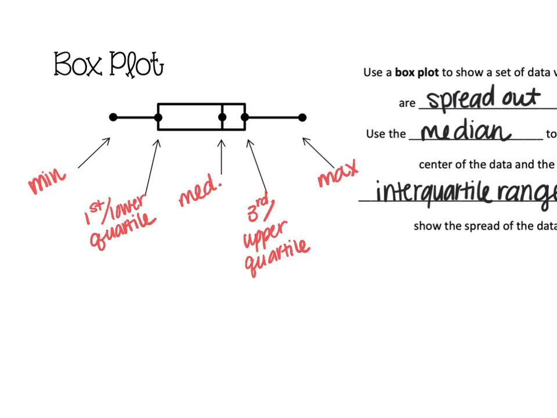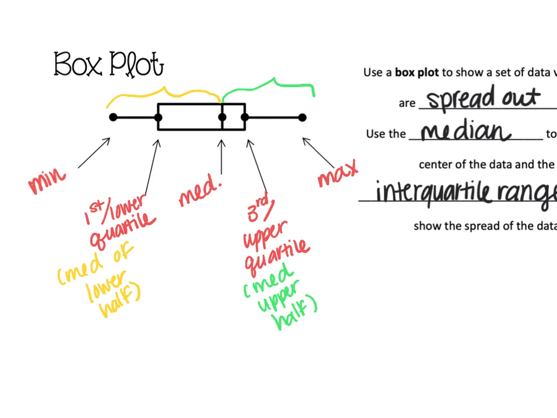And what you'll do to find that is the lower quartile is just the median of the lower half. So after you find the median, you'll find the median of the lower half. The upper quartile is just the median of the upper half, which is from the median to the maximum.